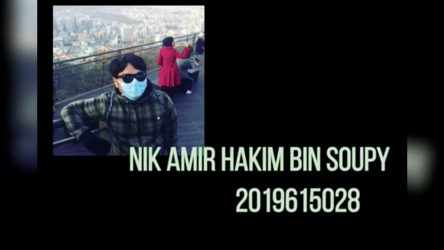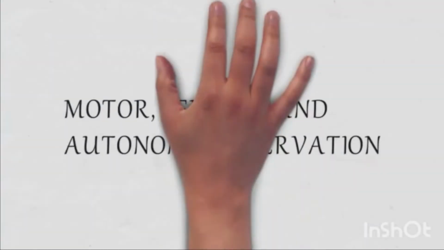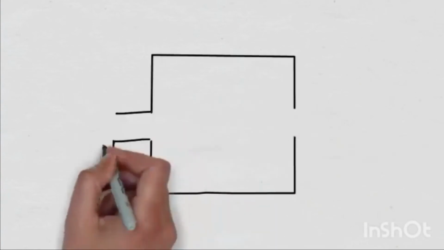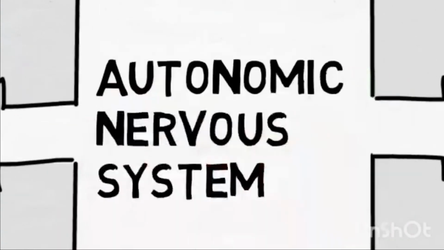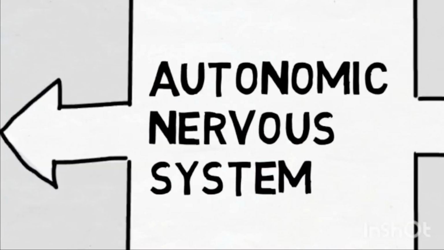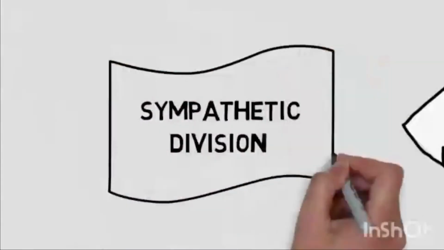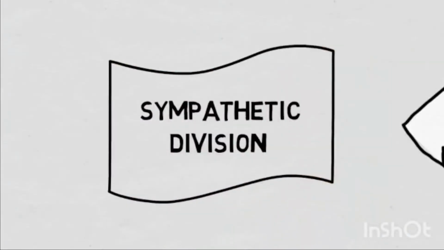Thank you for watching. Now we move on to the next part, which is motor, sensory and autonomic innervation. We will be focusing on the autonomic nervous system, which controls involuntary responses, and it can be categorized into two divisions: the sympathetic division and the parasympathetic division. The first one is the sympathetic division.